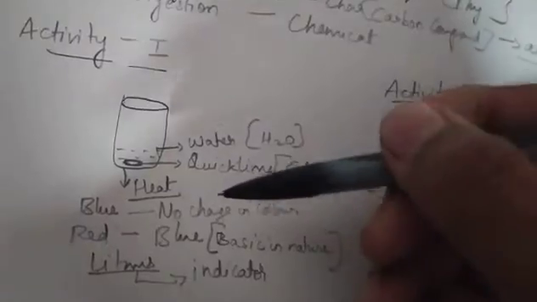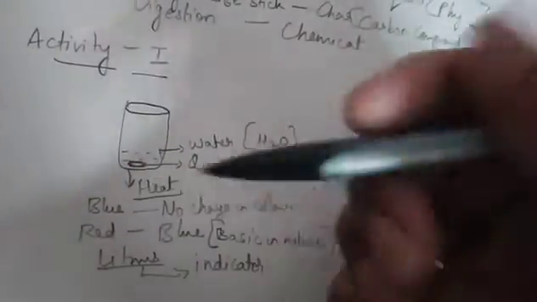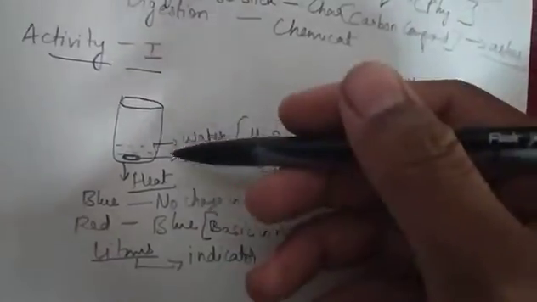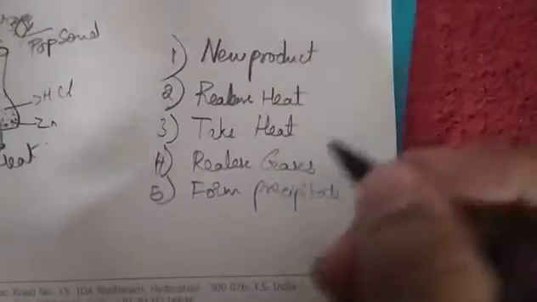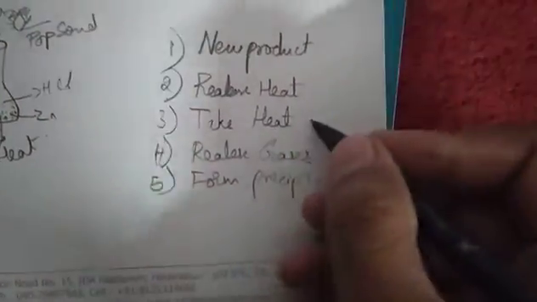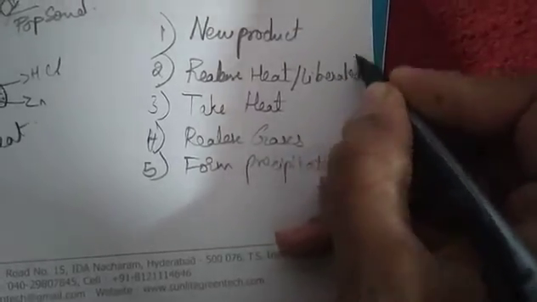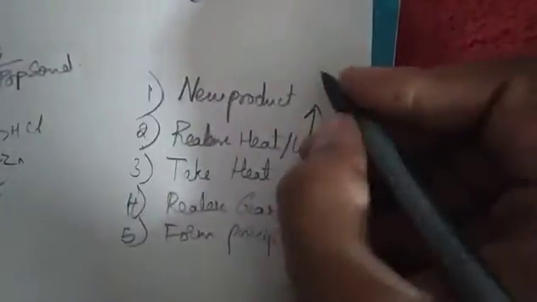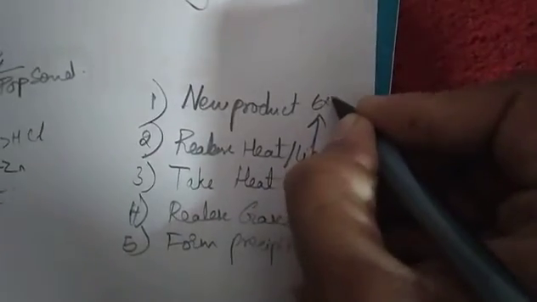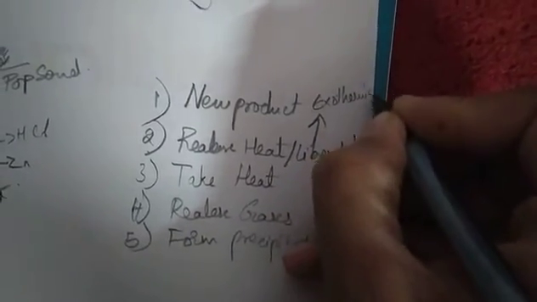That is clear. We know that a few release heat. So here in the first activity, we saw that when we touch the bottom of the beaker, we find heat, hotness. So here heat is released. In a chemical reaction, when heat is released or liberated, it is called an exothermic reaction.